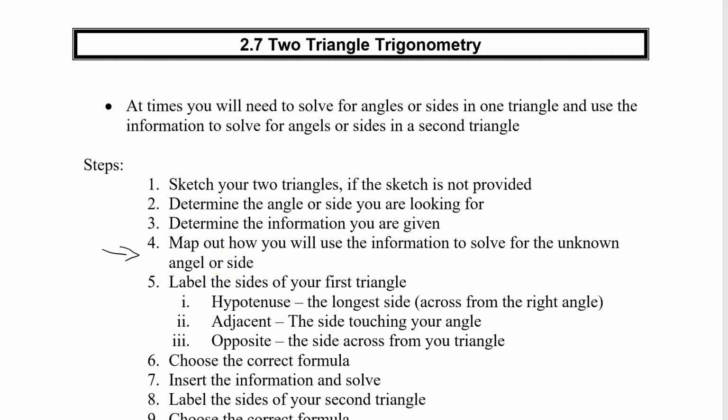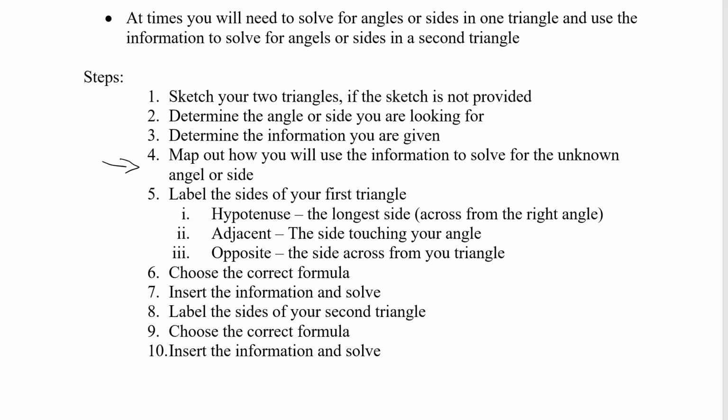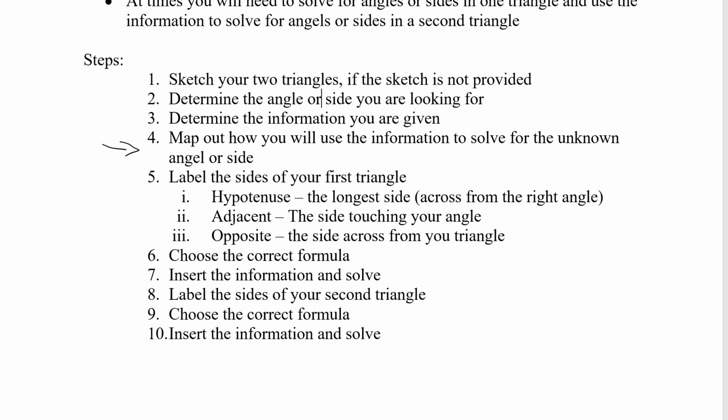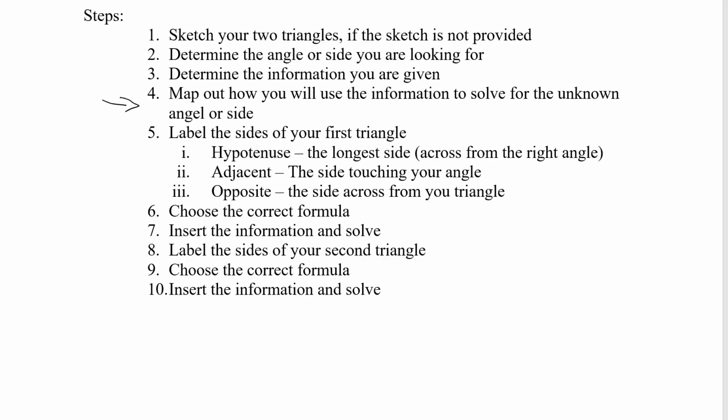Label your first triangle with a hypotenuse, adjacent, and opposite. Figure out which formula you got to use. Plug it in, and then solve. From there, you're going to label your second triangle, choose the right formula, and then solve. So essentially, in Two Triangle Trig, you're going to use trigonometry twice. And step 4, that planning stage, is kind of important. So let's flip the page, look at an example.